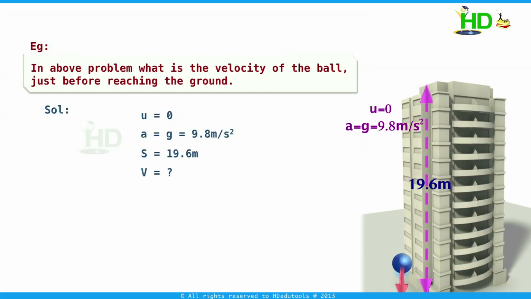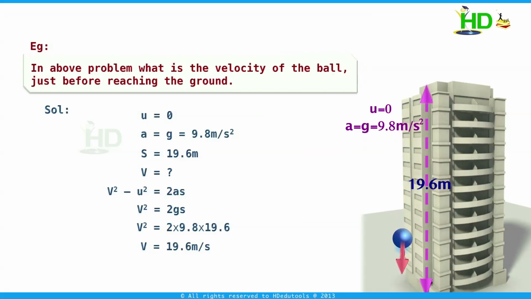Which equation relates these four quantities? Yes, you are correct. v square minus u square equals 2as. In this equation, u equal to 0, a equal to g. Then we get v square equals 2gs, or v square equals 2 into 9.8 into 19.6. Then we get the velocity is 19.6 meters per second. Therefore, the velocity on reaching ground is 19.6 meters per second.